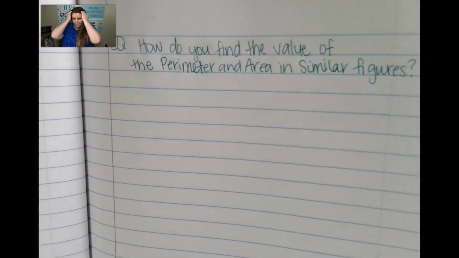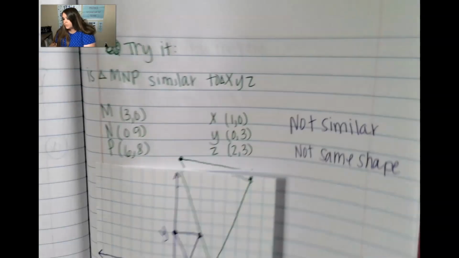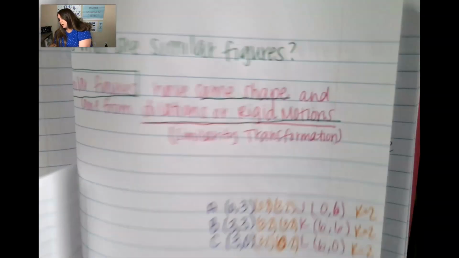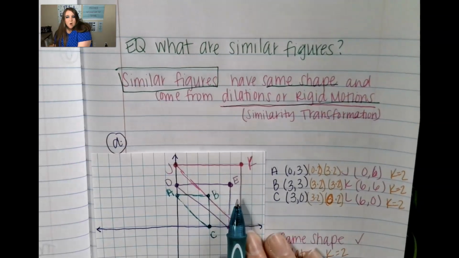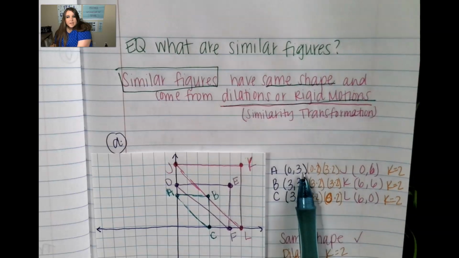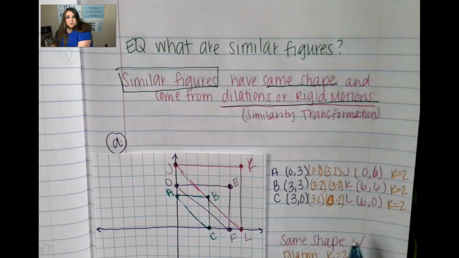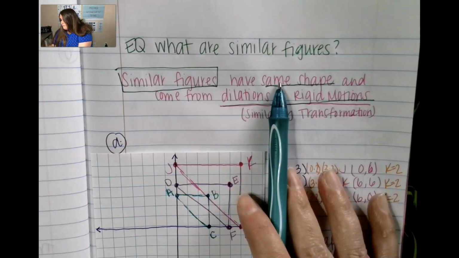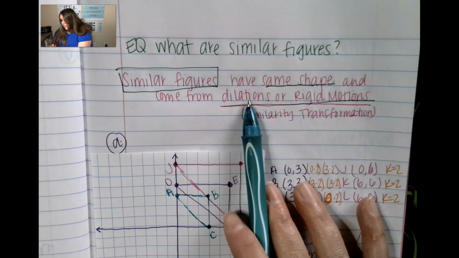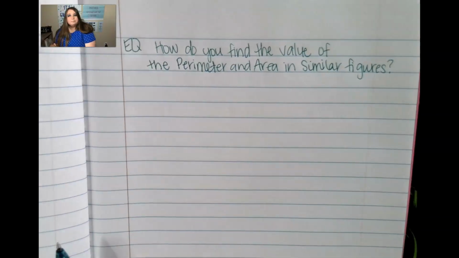Everyone, in our last lesson, we were looking at similar figures, and we were determining whether or not the two figures were similar based on the rate of change between the two. Was it equivalent in the change? So like by the same multiplier. We know that similar figures have the same shape, and they come from either a dilation or a rigid motion.